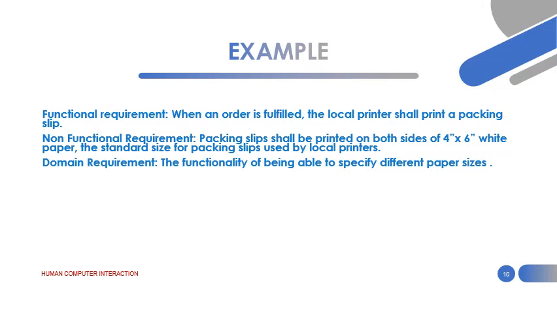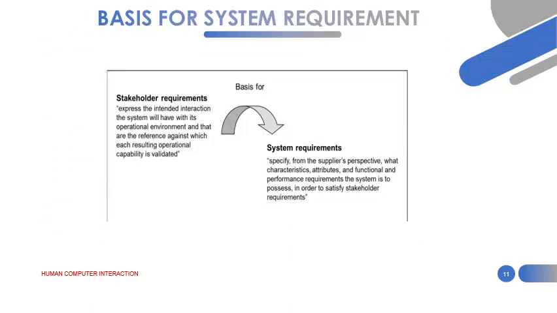So at each situation, what are we expecting the system to be able to do? So basically, as the environment changes or as the situations change, how is the system able to keep up? Basically, then look at the basis for system requirements, and the diagram we are seeing is showing that the stakeholder requirements serve as the basis for system requirements.